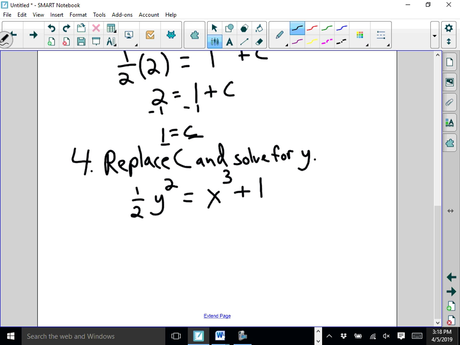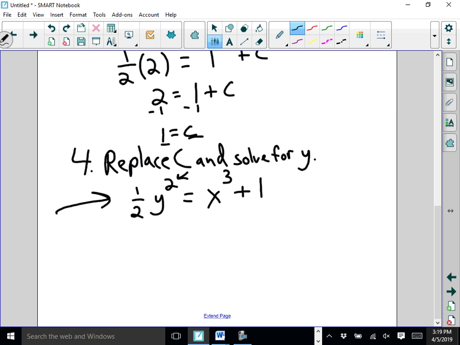Next, I'm going to solve for y. So I got to get to say y equals. I've got two things I have to take care of. I have to take care of the 1/2, and I have to take care of the squared. Both of those things have to go away. And we have to be really careful when we undo a square. So the first thing we want to do is get rid of the 1/2.